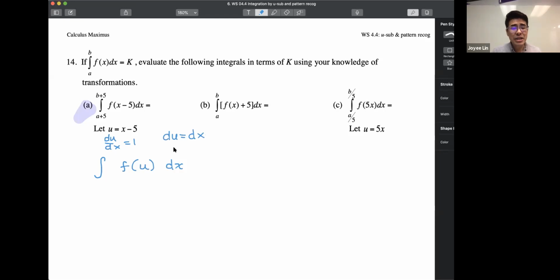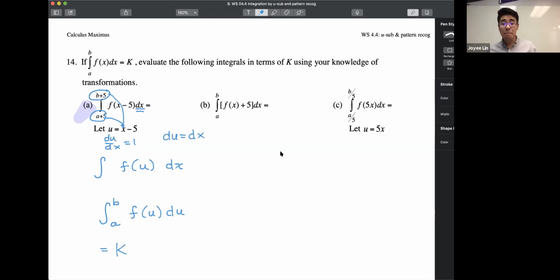The other thing we need to do is, since everything's in terms of x right now, we need to plug this into our boundaries to find our new bounds. So when we plug in our boundaries, b plus 5 minus 5 is just b, right? And a plus 5 minus 5 is just a. So if I were to simplify this, it would just be the area from a to b of f of u du. And now that everything matches up, my area is just equal to k. That one's pretty easy.